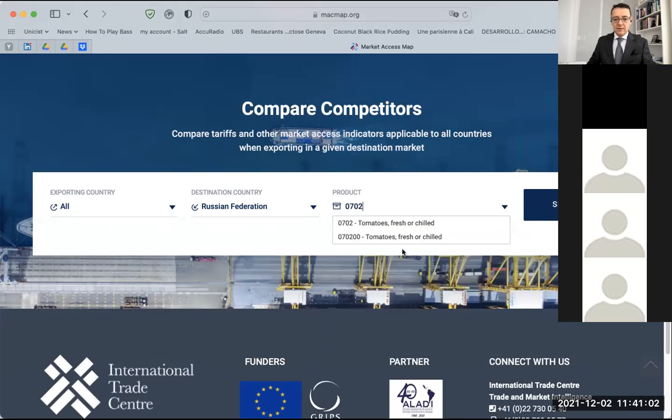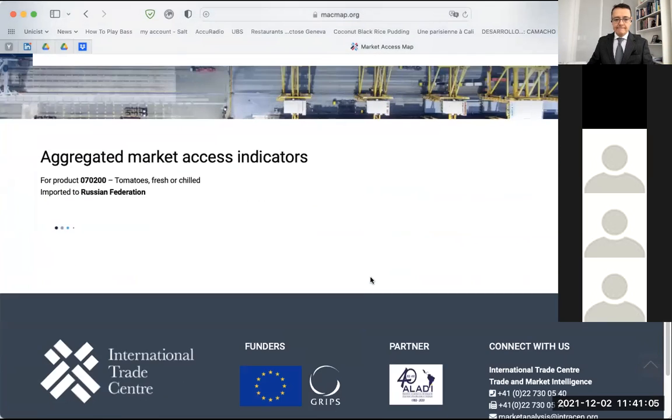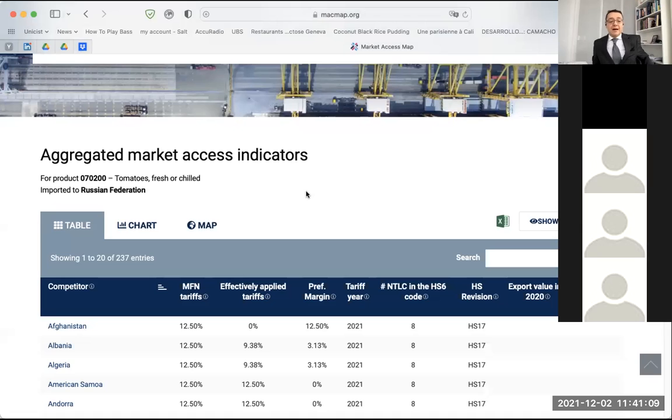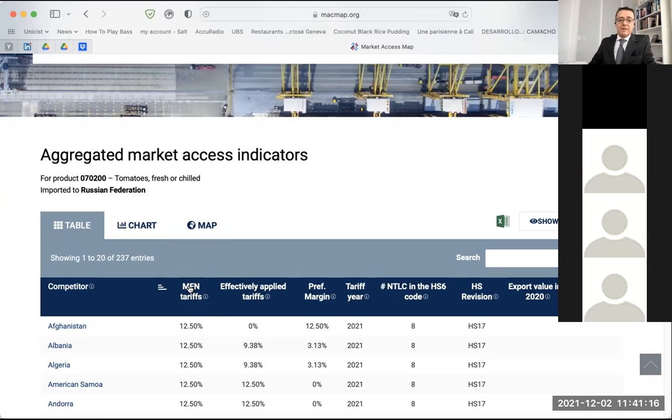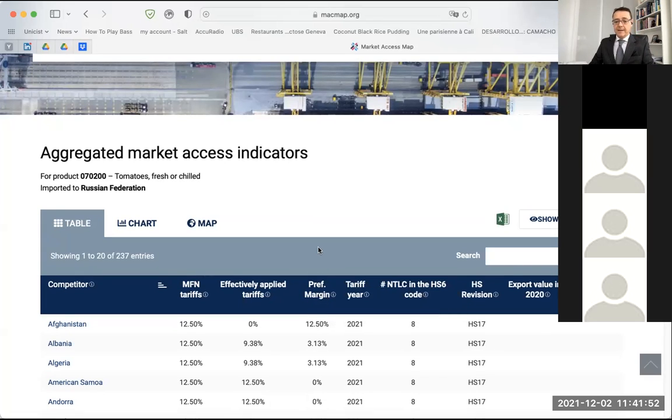Sorry, I've got fat fingers today. So the table that comes out is very interesting. It shows me the MFN tariffs. We've just discussed what MFN is. The effectively applied tariff. And there's a note here that explains that the effectively applied tariff at the HS6 level is a simple average of the national tariff line rates applied. And there's a calculation of the preference margin. In other words, how much advantage does this country have in its tariff in comparison to the existing MFN tariff?